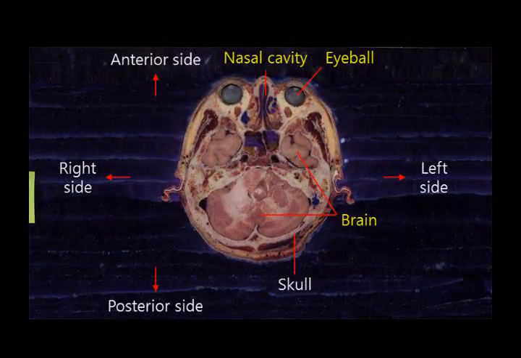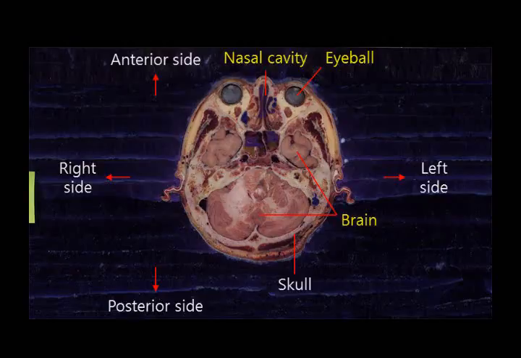In this sectioned image, the lying cadaver is observed from below. Therefore, this part is the anterior side of the cadaver. This part is the posterior side. This part is the right side. And this is the left side. This is just like the CT and MRI conducted in hospitals.